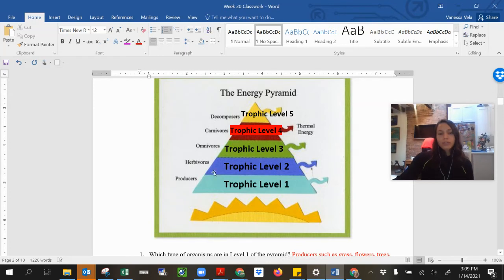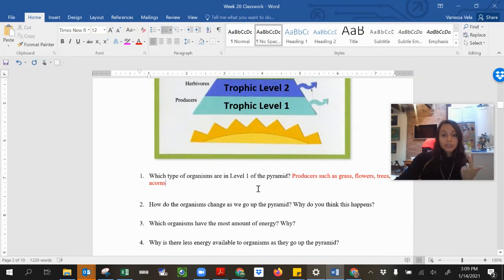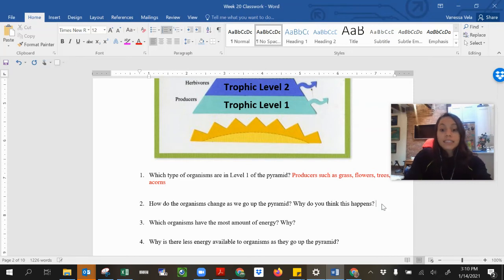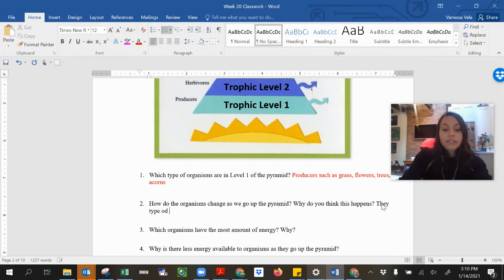When I'm asking you how do organisms change, I'm talking about how do their feeding patterns change. Well, look, we start as herbivores and then we go into omnivores and then we go into carnivores. Remember how we talked about how organisms obtain energy due to their teeth? What's happening to these organisms? Well, the type of consumer changes, as do their teeth and feeding patterns.